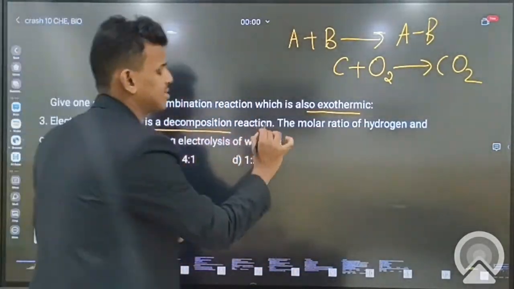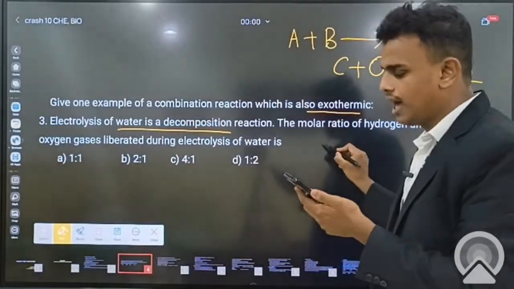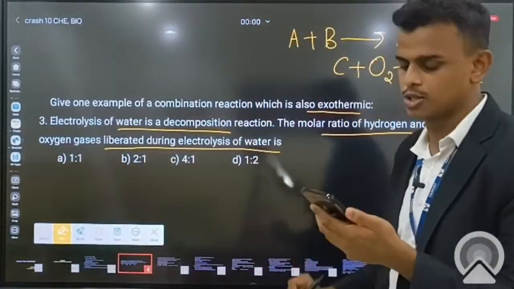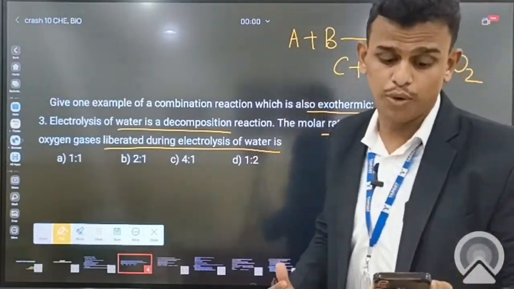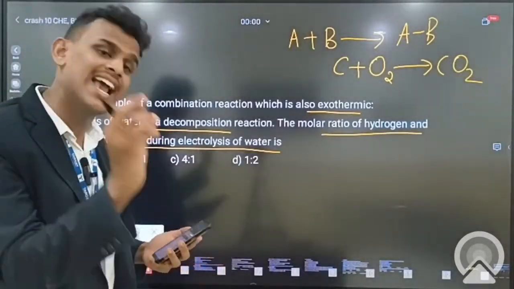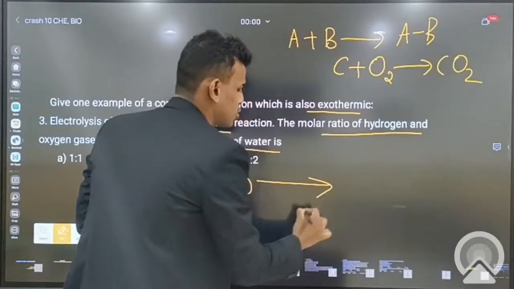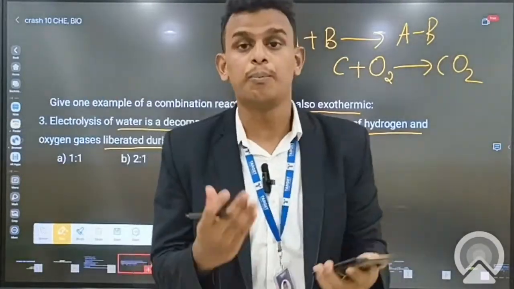Electrolysis of water is a decomposition reaction. We know that. The molar ratio of hydrogen and oxygen gas liberated during electrolysis: so after the electrolysis, what is the molar ratio of hydrogen and oxygen? Let's have a look at the reaction. Actually, what happened? H2O decomposes by electrolysis. Yeah. The answer is there. B is the right answer.